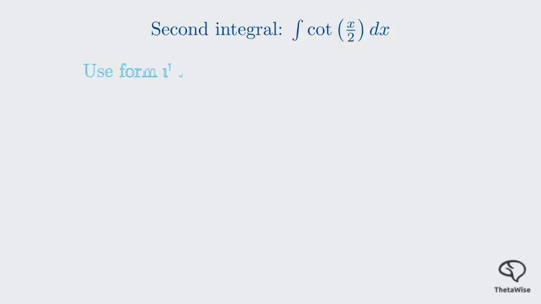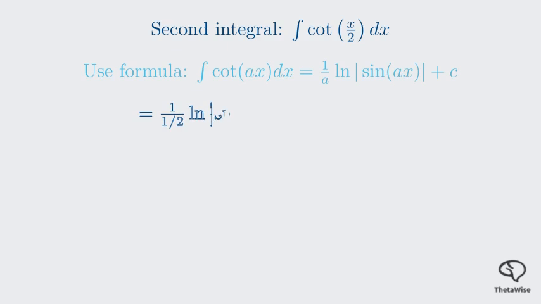Now for the second integral. This is a standard integral. The integral of cotangent ax is 1 over a times the natural logarithm of the absolute value of sine ax. For our problem, a is 1/2, so the integral is 2 ln of the absolute value of sine x over 2.